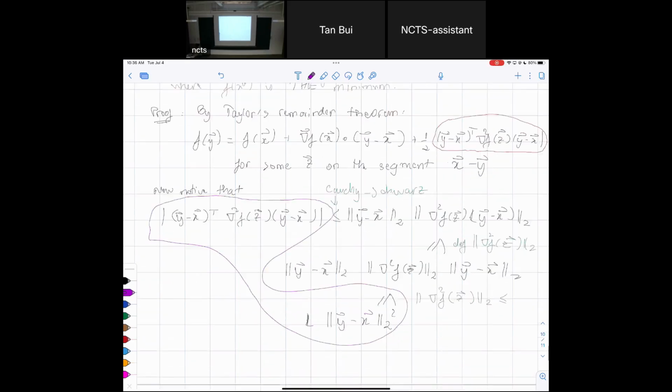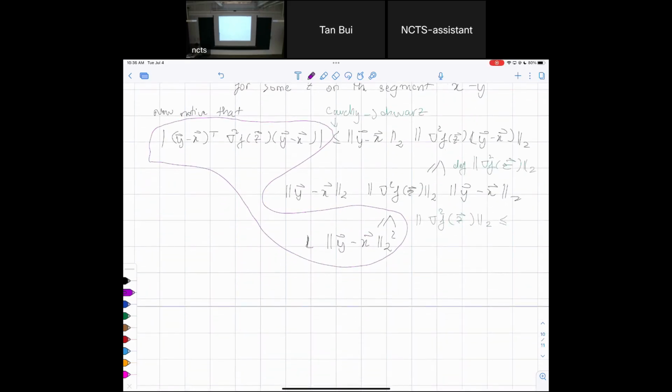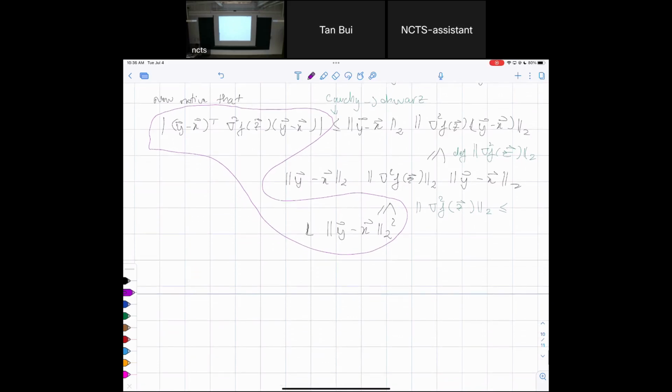The proof is a little bit long, but it's very easy, not difficult. Okay, let us summarize. We have f of y is less than or equal to f of x plus the gradient of f of x dot with y minus x plus L times the norm of y minus x squared, right? So I just showed that, which is good.